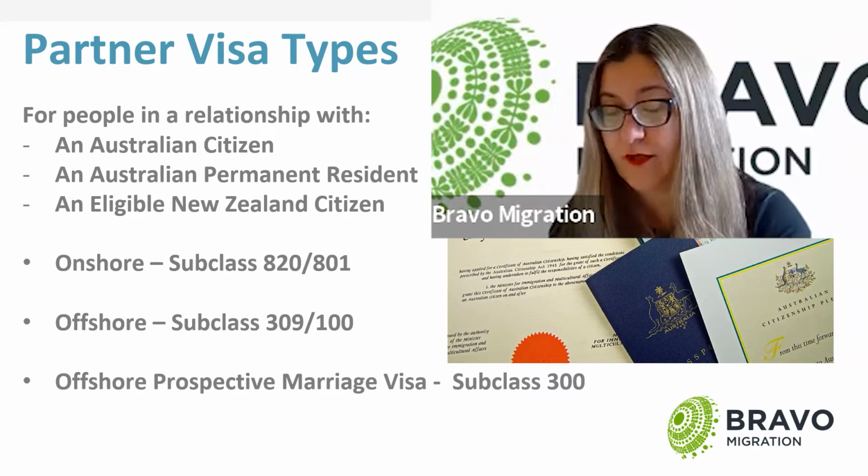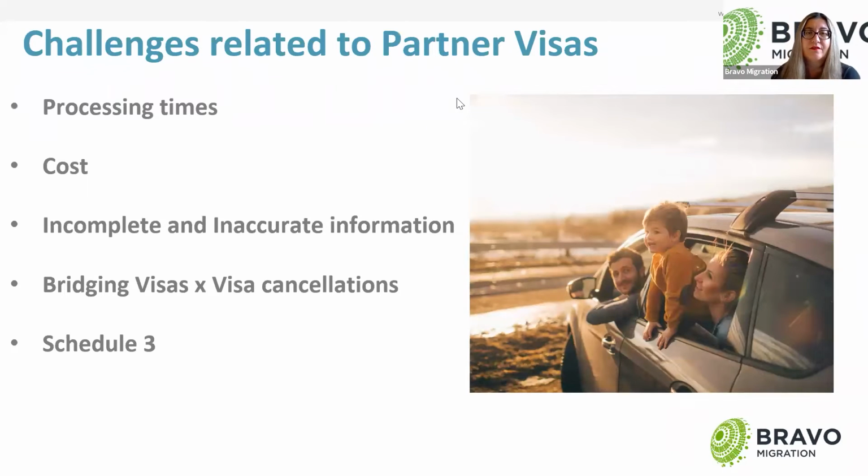Now, as I said, the biggest challenge with partner visas normally is how long it takes to be approved, but also it's the most expensive visa in the whole Australian system, if you think about it, in terms of application charges. The visa costs almost $8,000, and yeah, it's pretty expensive. Now, if you lodge an application with incomplete or inaccurate information and that visa is refused, you're not going to get that application charge back. So you have to be very careful when you're applying for this type of visa.